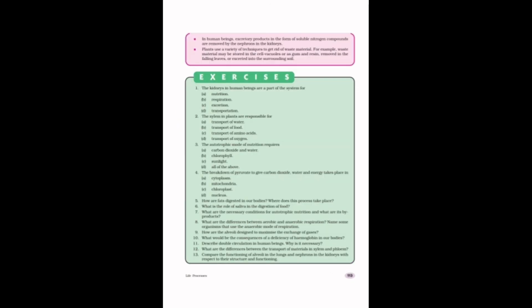In human beings, excretory products in the form of soluble nitrogen compounds are removed by the nephrons in the kidneys. Plants use a variety of techniques to get rid of waste materials. For example, waste material may be stored in the cell vacuole, or gum and resin removed in the falling leaves, or excreted into the surrounding soil.